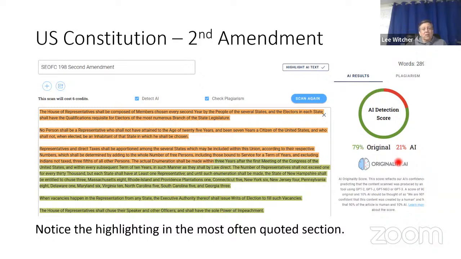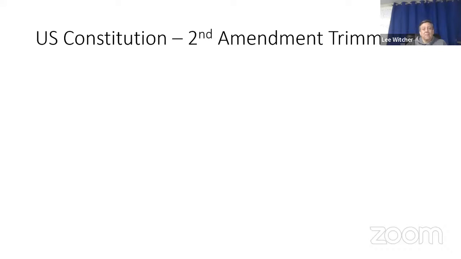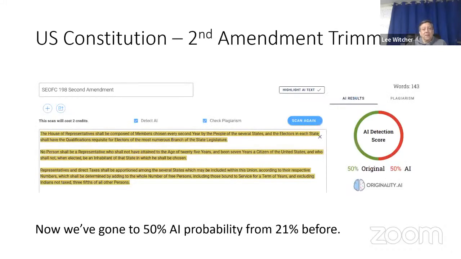But you'll notice it's displaying two different ways. There is an orange section up here, which tends to be more towards AI, and there's a green section down here. Why? Because this part up here is more often quoted, is what I'm suggesting. And if I just pull that section and trim it, now it's 50% likely that AI wrote it.